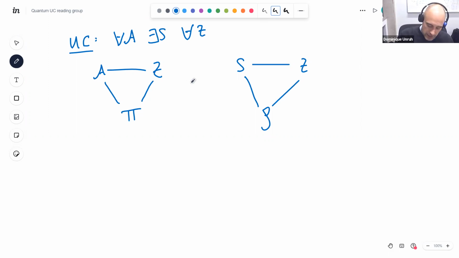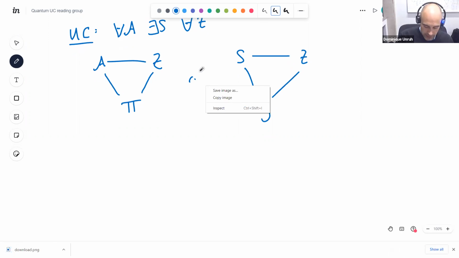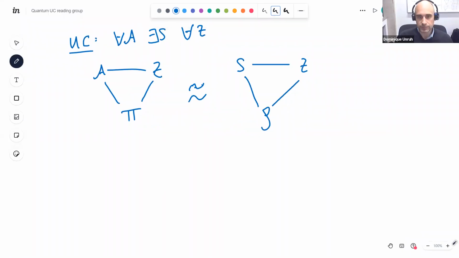And what we want is that these two situations are indistinguishable. Indistinguishable in this case just means that the environment in the end gives an output bit, like one single bit, and then we want that the probability of this bit being 1 is negligibly close in the two settings. So this is UC in a nutshell.